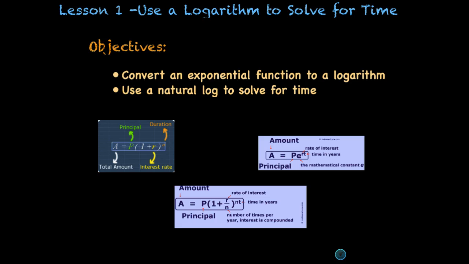Our objectives are to convert an exponential function to a logarithmic function in order to solve for that exponent, which is time. We are also going to be using a natural log to solve for that exponent as well. And you can see three examples of the time value of money problems, or the formulas that we use for those problems, below.